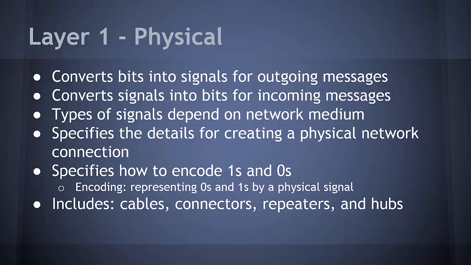Layer 1, the physical layer. This layer is responsible for converting bits into signals for outgoing messages, and it also converts signals into bits for incoming messages. The types of signals depend on the network medium. This layer also specifies the details for creating a physical network connection. It also specifies how to encode ones and zeros. Encoding is defined as representing zeros and ones by a physical signal. The hardware included are cables, connectors, repeaters, and hubs.